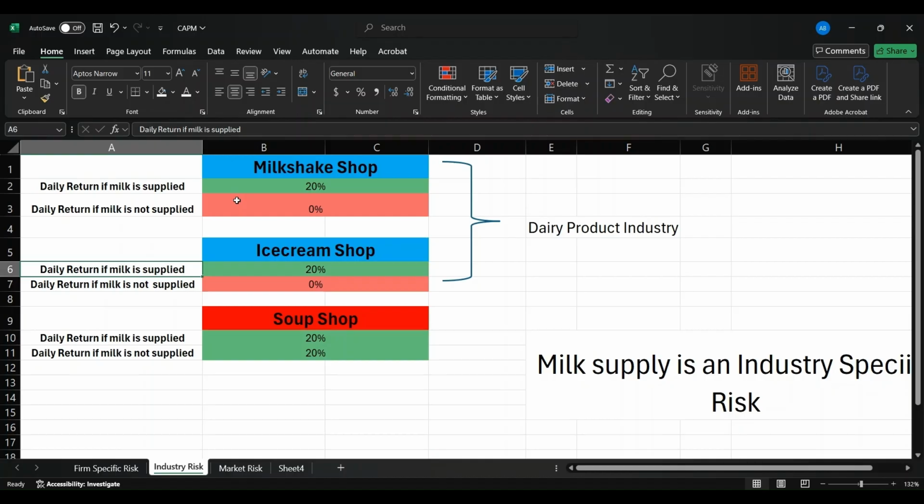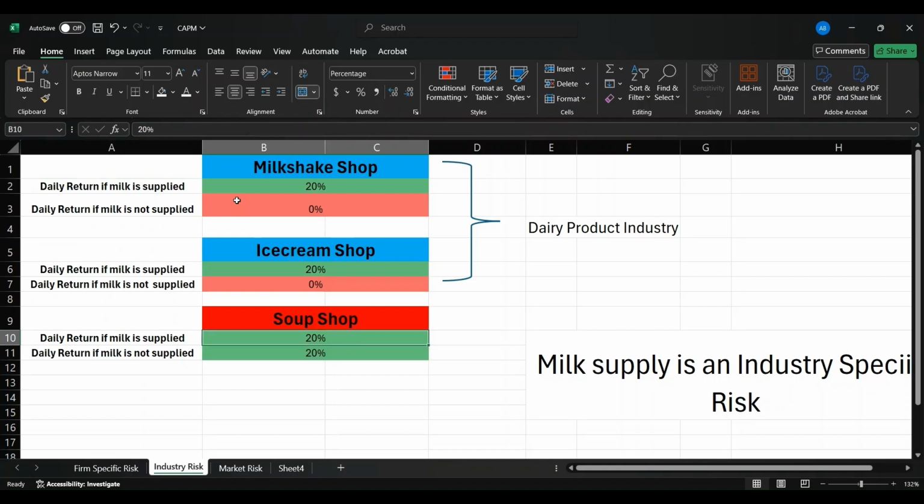So, to diversify and save yourself from this risk which affects this industry, you will invest in the soup shop as well as either of the two, ice cream or milkshake shops. This way, you can protect your returns because the returns of the soup shop on the days that milk is supplied and on the days milk is not supplied is 20%. Now, both of these industry and firm specific risks are what make up the unsystematic risk.